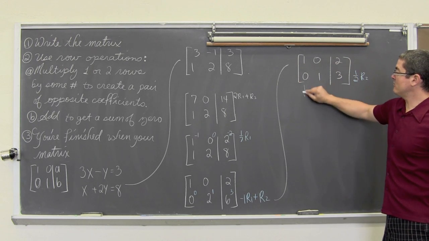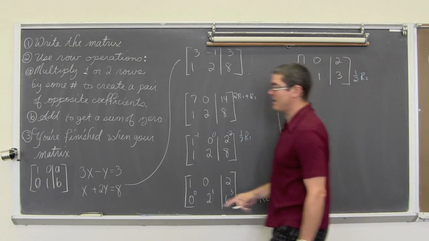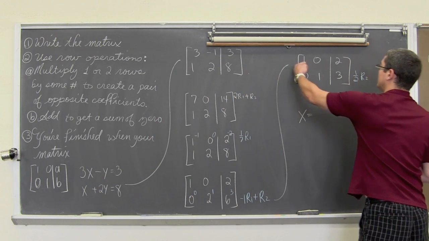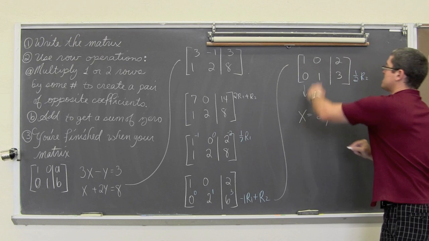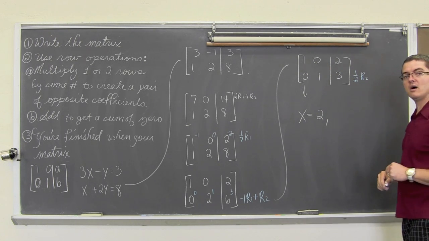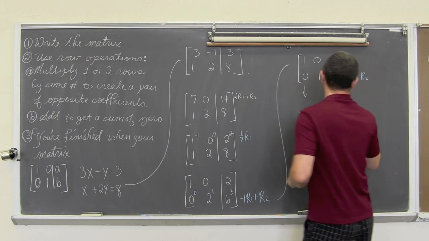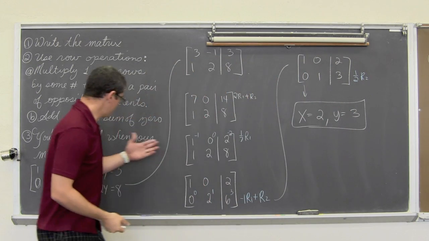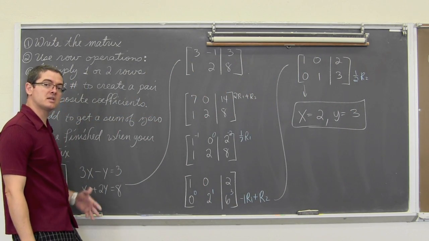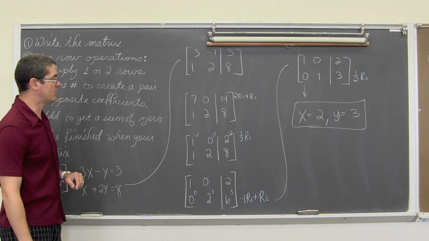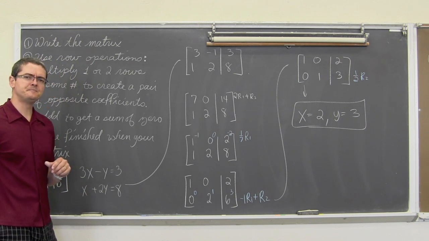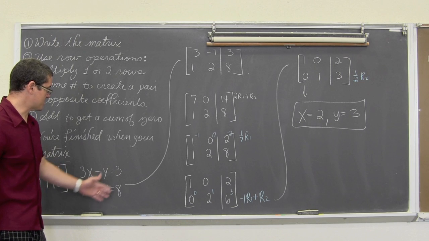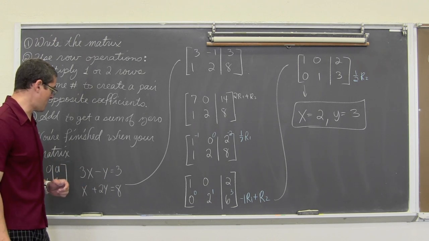So remembering that my first column is where my x terms were, I have x is equal to 2. The second column was for my y coefficient, so y is equal to 3, and this is the solution to this system of equations. Again, doing the Gaussian elimination method, only writing it out as matrices as opposed to continuously writing over and over and over again the x's and y's.